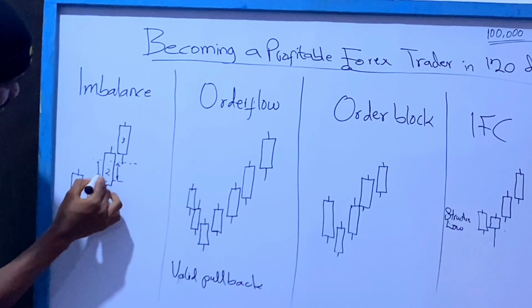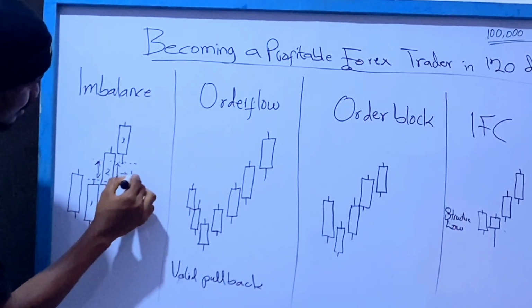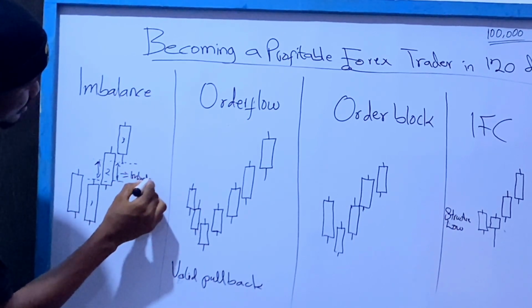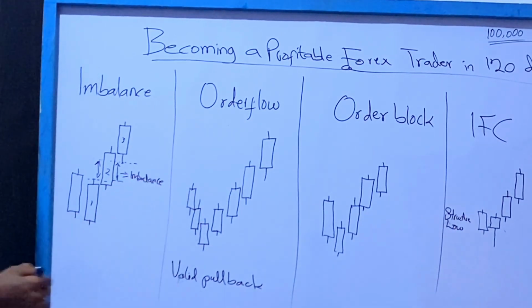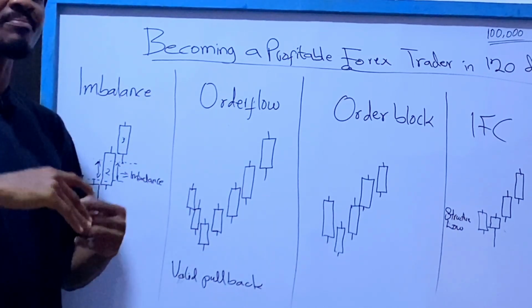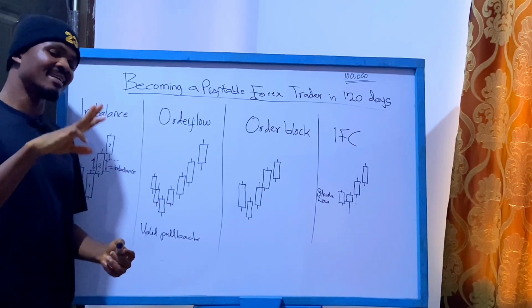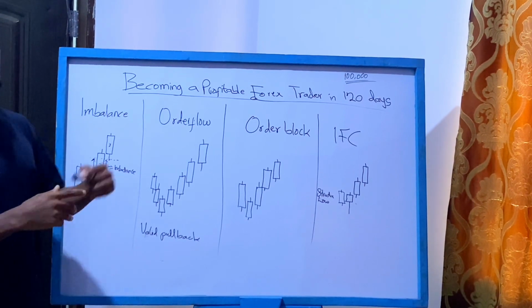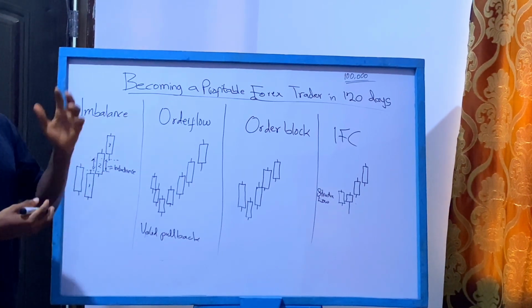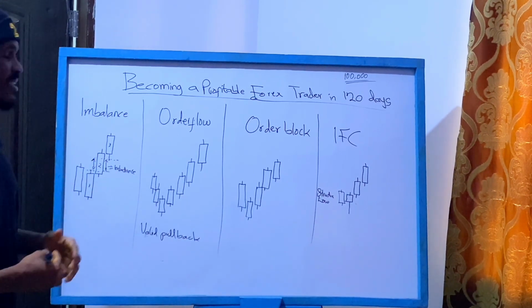And this gap is what we call the imbalance. That's what we refer to as the imbalance. So imbalance is simply a gap, but it is a three candle formation, where there is a gap between the first candle and the third candle. I hope that is pretty much understandable.